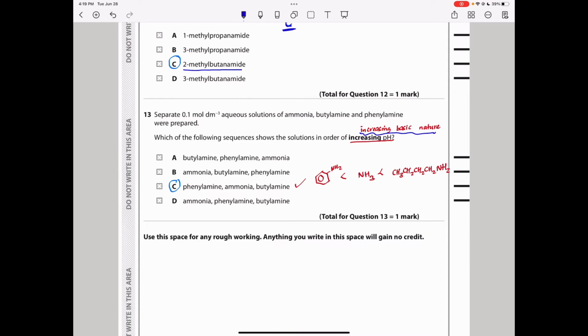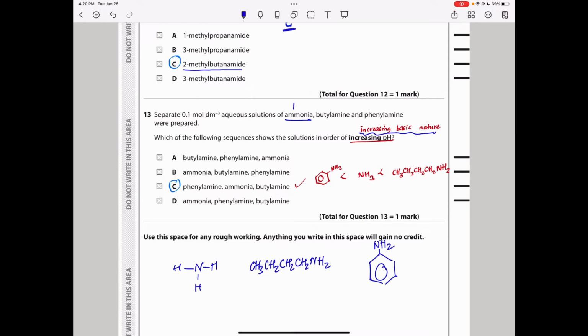Remember here we are looking at ammonia. Let me show you. Ammonia should look like that. I'm not drawing the real 3D structure, so bear with me. Butylamine is going to be R. Let me erase and just do the whole thing: CH3, CH2, CH2, CH2, NH2. And phenylamine is going to be like that. Let's position the NH2 here.